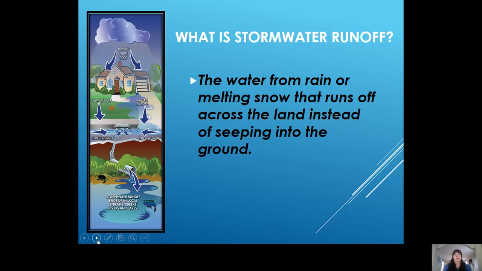Storm water runoff. Okay, the water from rain or melting snow that runs off across the land instead of seeping into the ground. There is one reason why this happens, and it's because the soil or the ground or the surface is impermeable, meaning that water will not pass through it, and so it has to run off to where it can find a local tributary or stream or creek. There are a lot of issues with this, and we'll be going through that today. But you have to understand that surface runoff runs off because of impermeable surfaces.